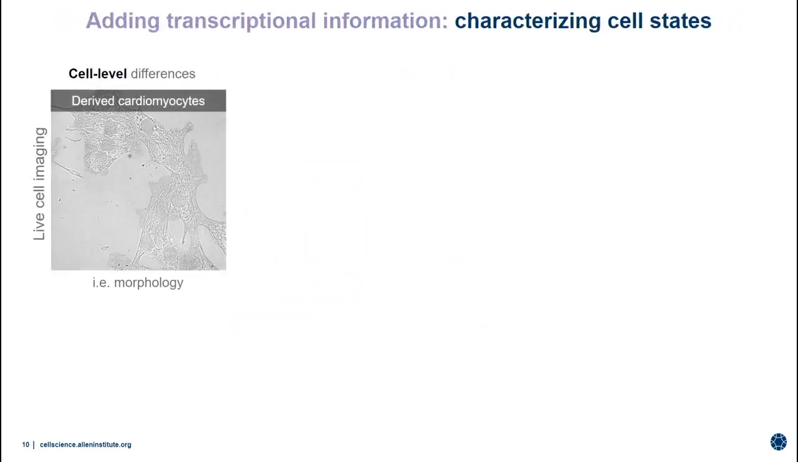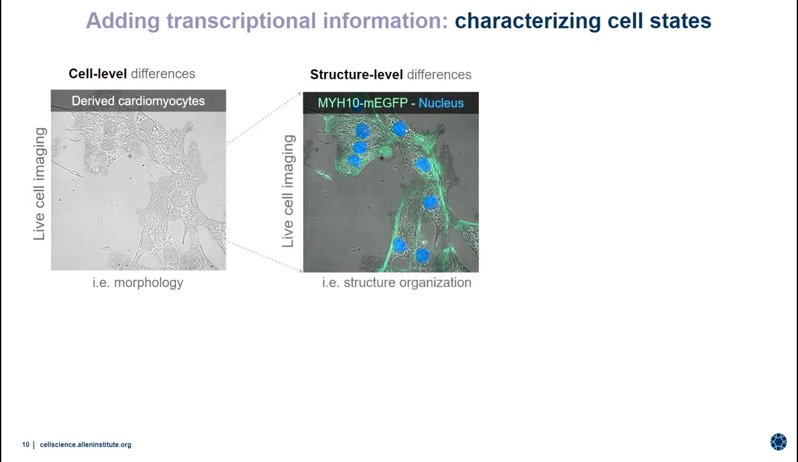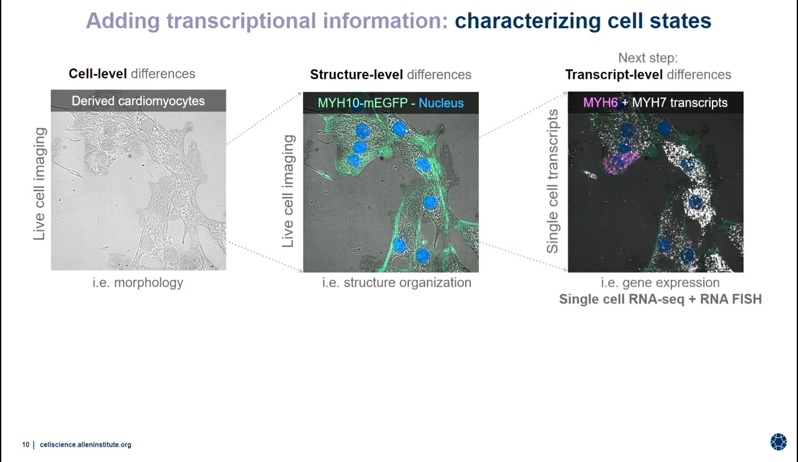So again, just to overview our concept for what we're trying to do with this: we can look at cell level differences such as cell morphology, nucleus shape, and also cell membrane shape, in live cell imaging. We are generating the structure tagged lines so that we can look at structural organization in different cells and try to understand how cell morphology changes with cell structure and back and forth. But now we're looking at trying to see how the transcript level differences can help inform the cells at these different states. So our approach to do this is by doing single cell RNA sequencing and RNA FISH.